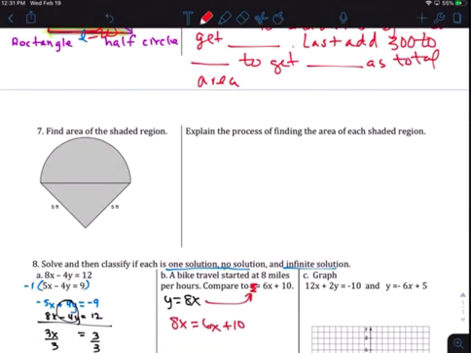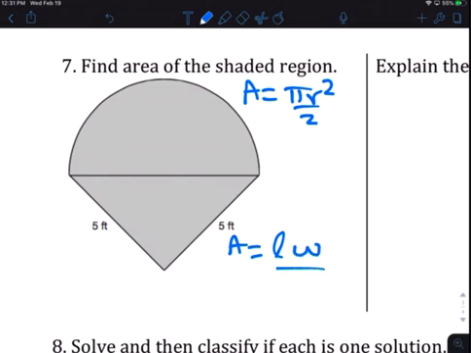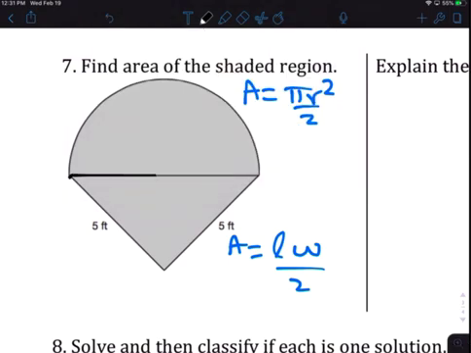Okay, this same thing, find first the area of a half circle, pi r squared divided by 2, and the triangle. Area is length times width divided by 2 for the triangle. Okay, we have to do Pythagorean theorem first because diameter is missing.